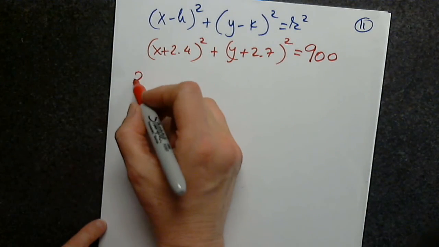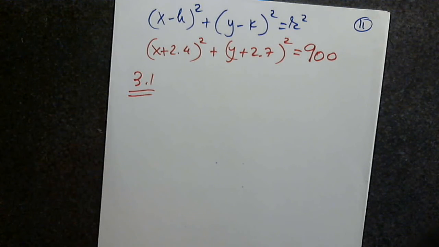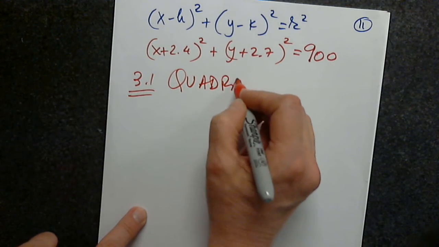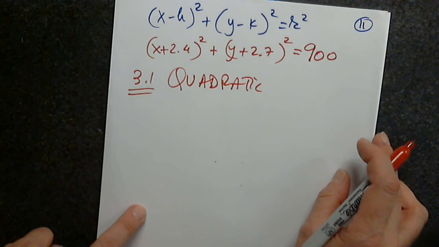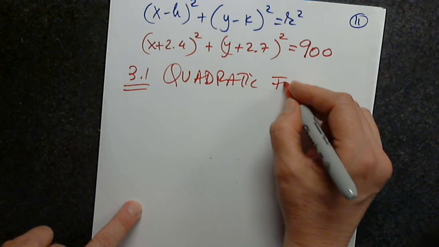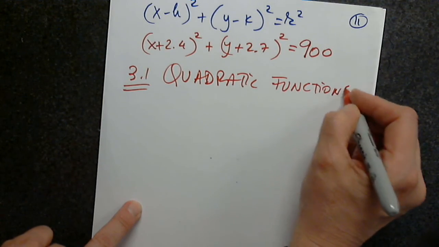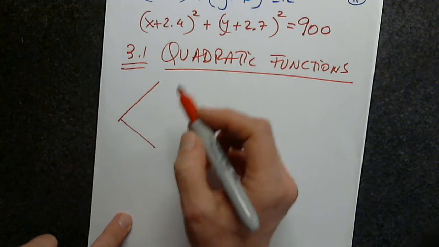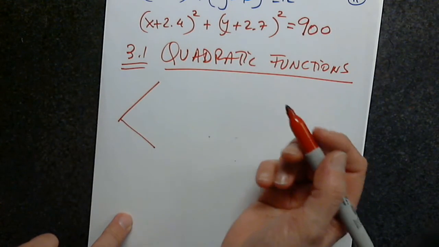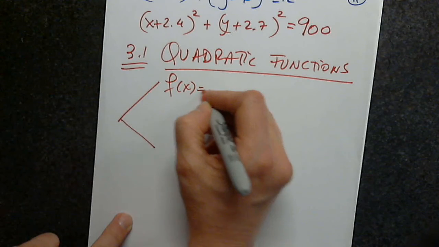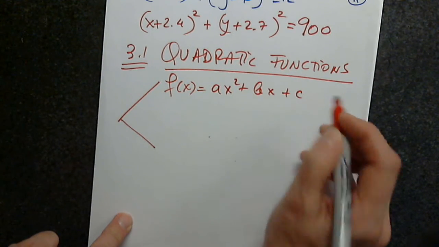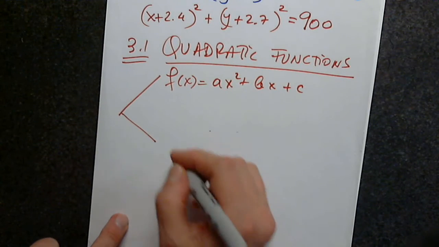Okay, so 3.1, again, everything here is a review in 3.1. But I'm going to start from scratch. So quadratic functions. If you find something else, I can stop anytime. They're given to us in 2 forms. They mean the same thing. Here's one. And here's the other.